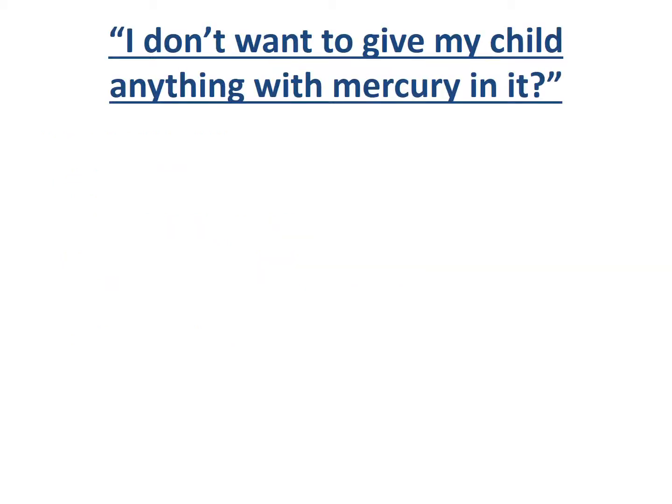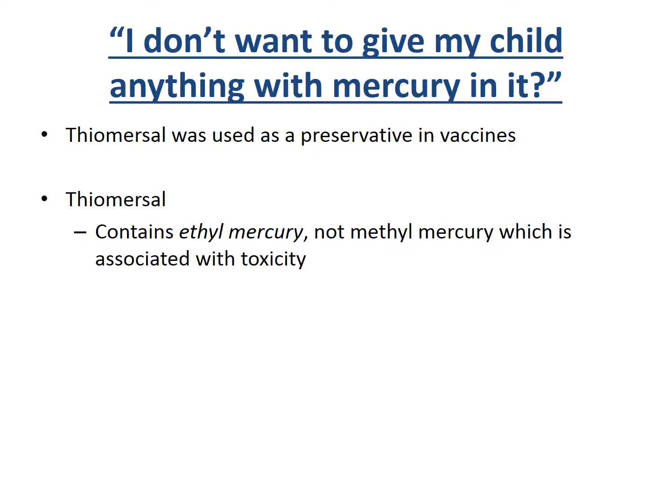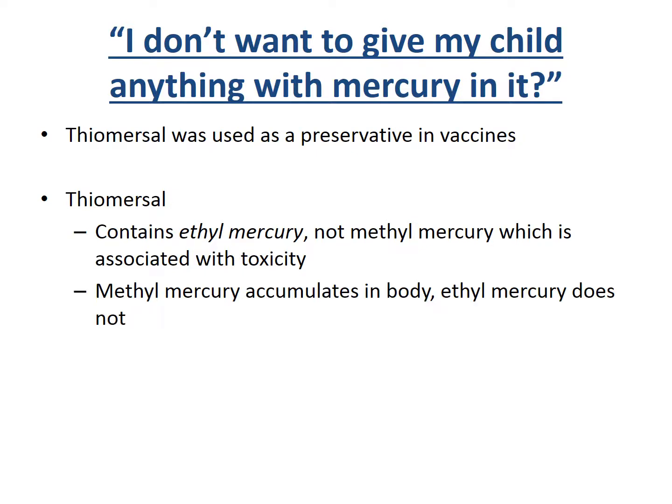So mercury. Everyone's heard about mercury in vaccines. This is another pretty common question that I get asked: I don't want to give my child anything with mercury in it. Thimerosal was used commonly as a preservative in vaccines up until about the year 2000. It is ethyl mercury, not methyl mercury, which is associated with toxicity. Ethyl mercury itself doesn't accumulate in the body, whereas methylmercury does, and that's the type of mercury that induces the brain damage and deliriums. So it's a completely different type of mercury. It's also different to the mercury that we find in fish.